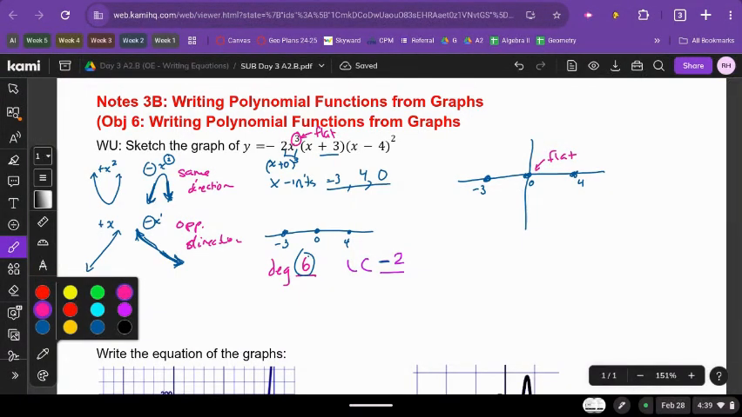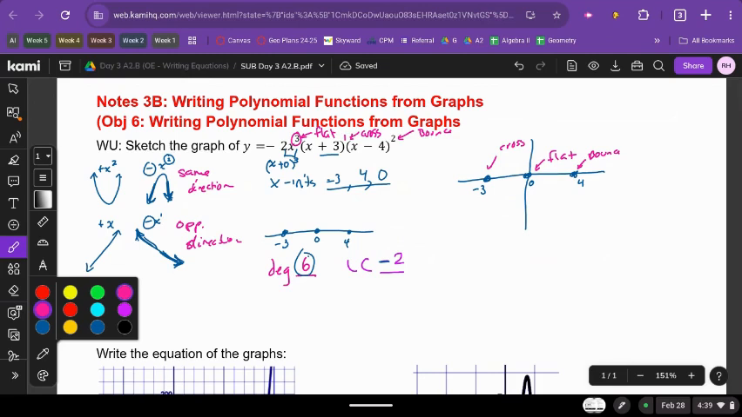We've got an exponent of 1 for the 3. That means we're going to cross at the 3. Cross. And then we've got an exponent of 2 for the 4. So that means we're going to bounce at the 4. So you look at each of your exponents for each of your factors, and each one tells you a different thing. The 1 is a cross, the 2 is a bounce, the 3 is a flat.